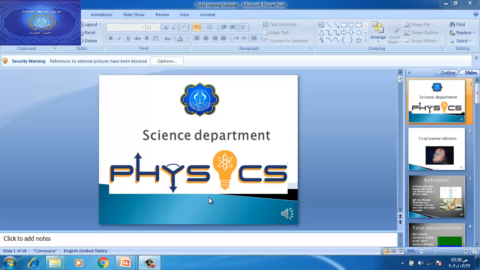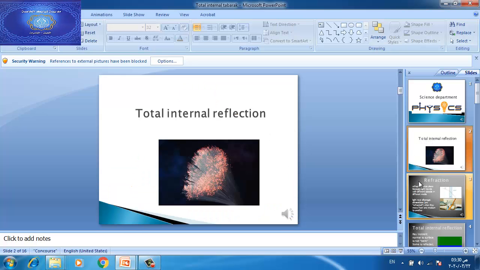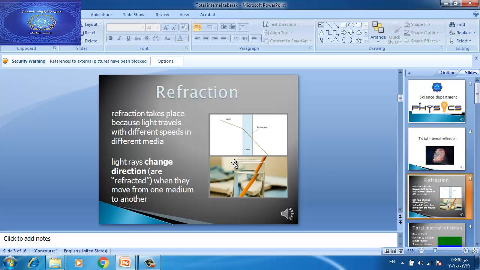We are going to learn a new lesson, which is total internal reflection. Before starting this lesson, we will make a small revision for refraction. We know before that refraction takes place because light travels between different mediums.